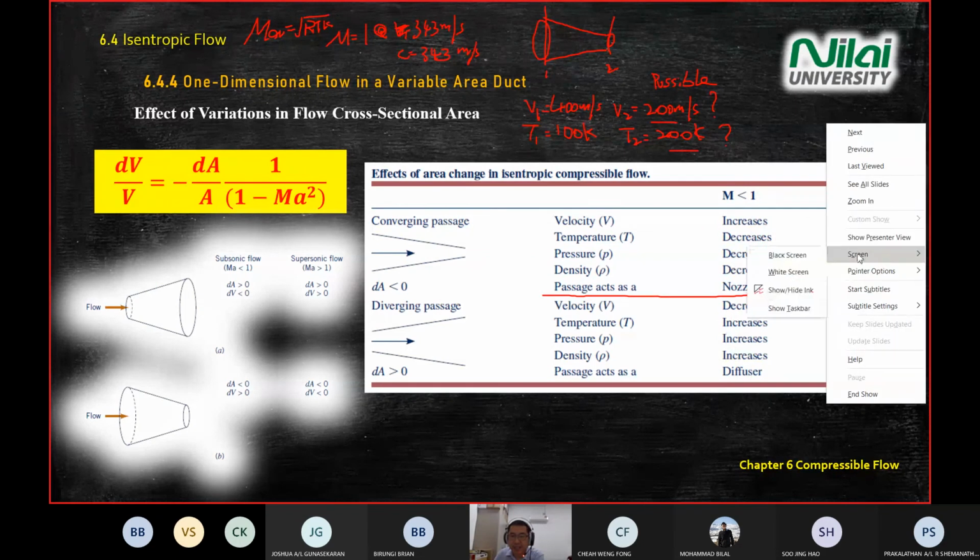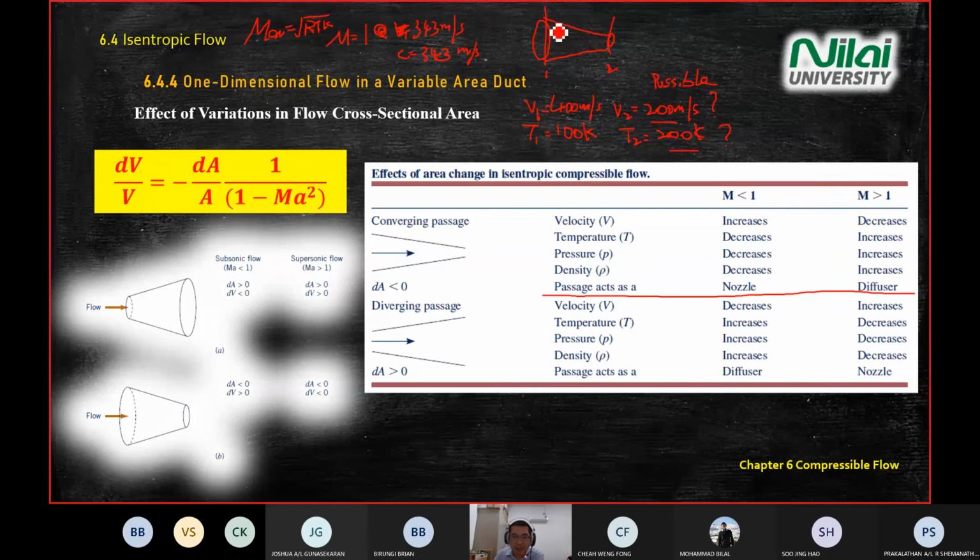Yeah, in this setting, converging passage. So now your velocity is 400. Is this possible in your calculation when it reaches point 2? Is it possible you get some answer around 200? Is it possible? And why?